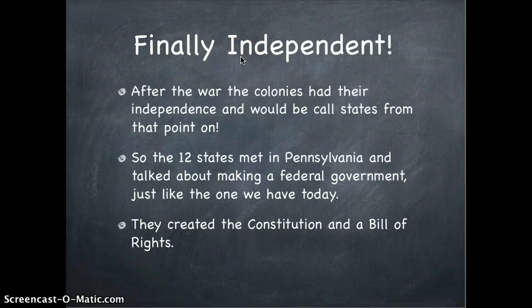So, the effect of the whole war was that the colonies were now independent. After the war, the colonies had their independence and would be called states from that point on. So, the 12 states met in Pennsylvania and talked about making a federal government, just like the one we have today. They created the Constitution and a Bill of Rights. Without them, we wouldn't be living the same way that we live today. We would still be living under British rule.